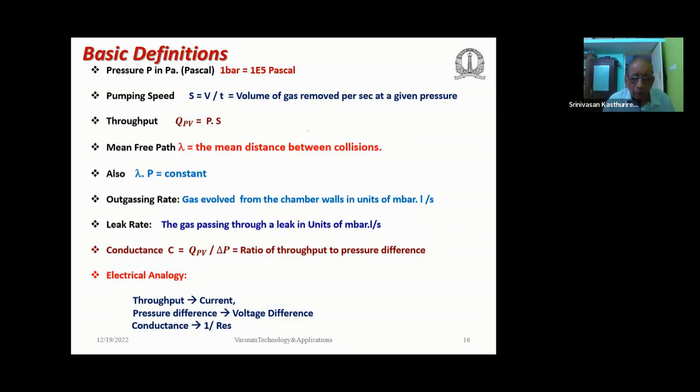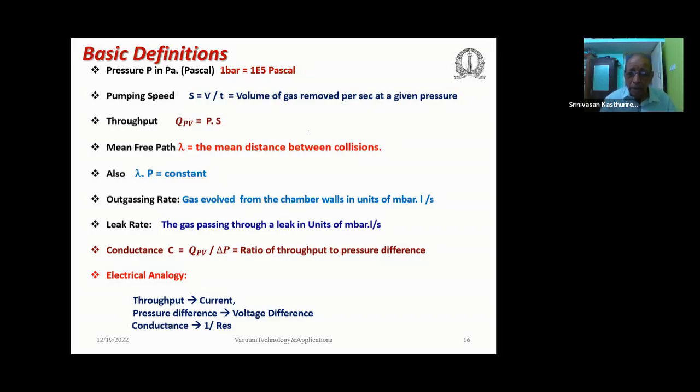Okay, then we come across a term called throughput. What is throughput? Throughput is nothing but pressure multiplied by the pumping speed. That means you can evacuate a certain volume at a given pressure. So that will tell you how many molecules are being thrown out. Okay. That's your pressure into volume. So Q is equal to P into S. That represents the throughput.